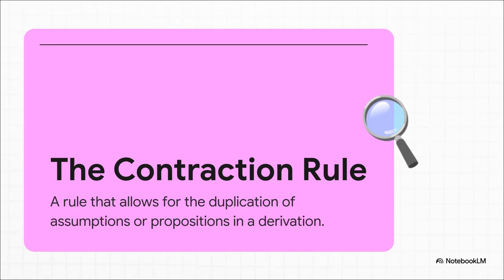So what is this thing exactly? Well, the contraction rule is basically the ultimate copy-paste function for logic. It just says that if you have an assumption, you can go ahead and duplicate it as many times as you need within a proof. You can contract two instances of an idea into one or expand one into many. It's pretty much an all-you-can-eat buffet for your premises.